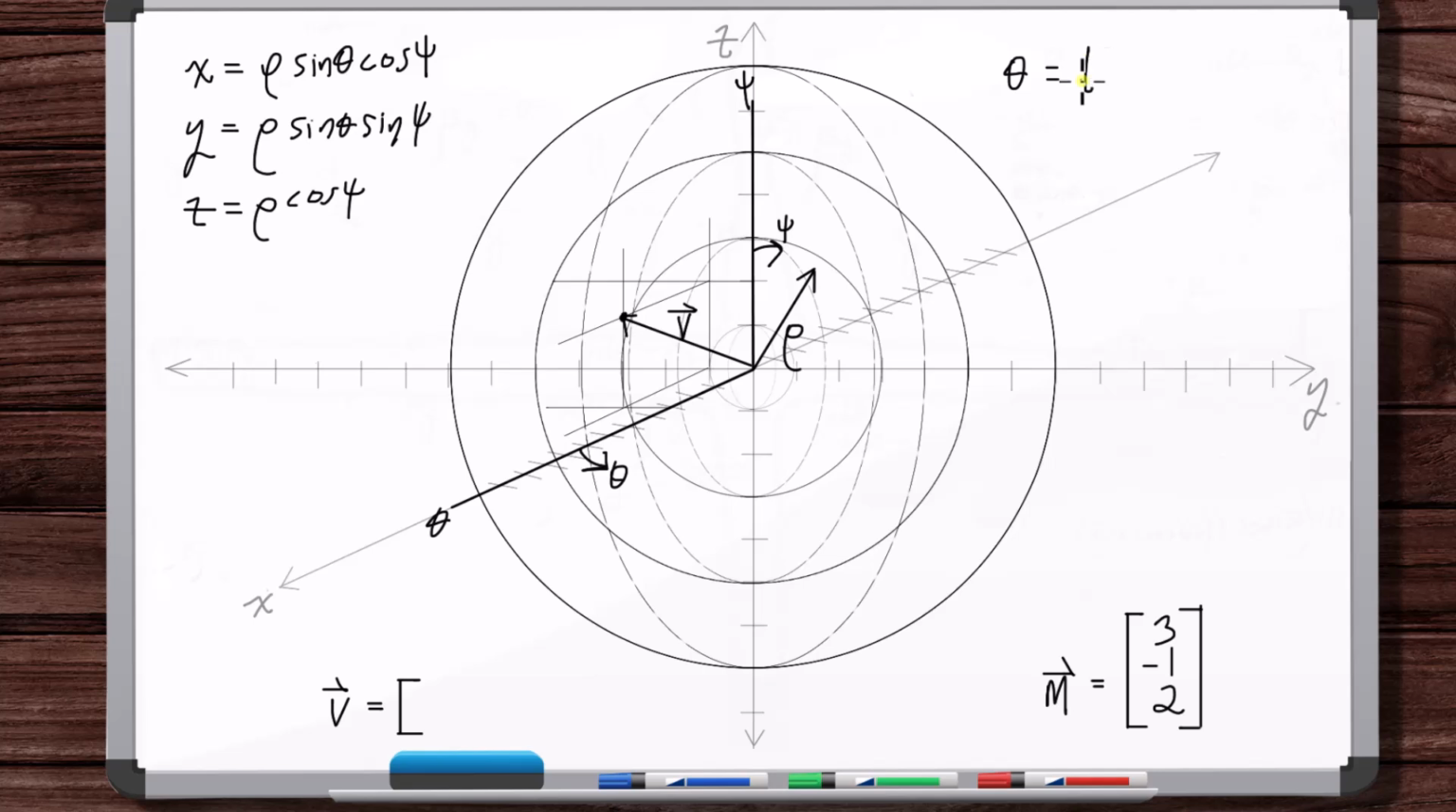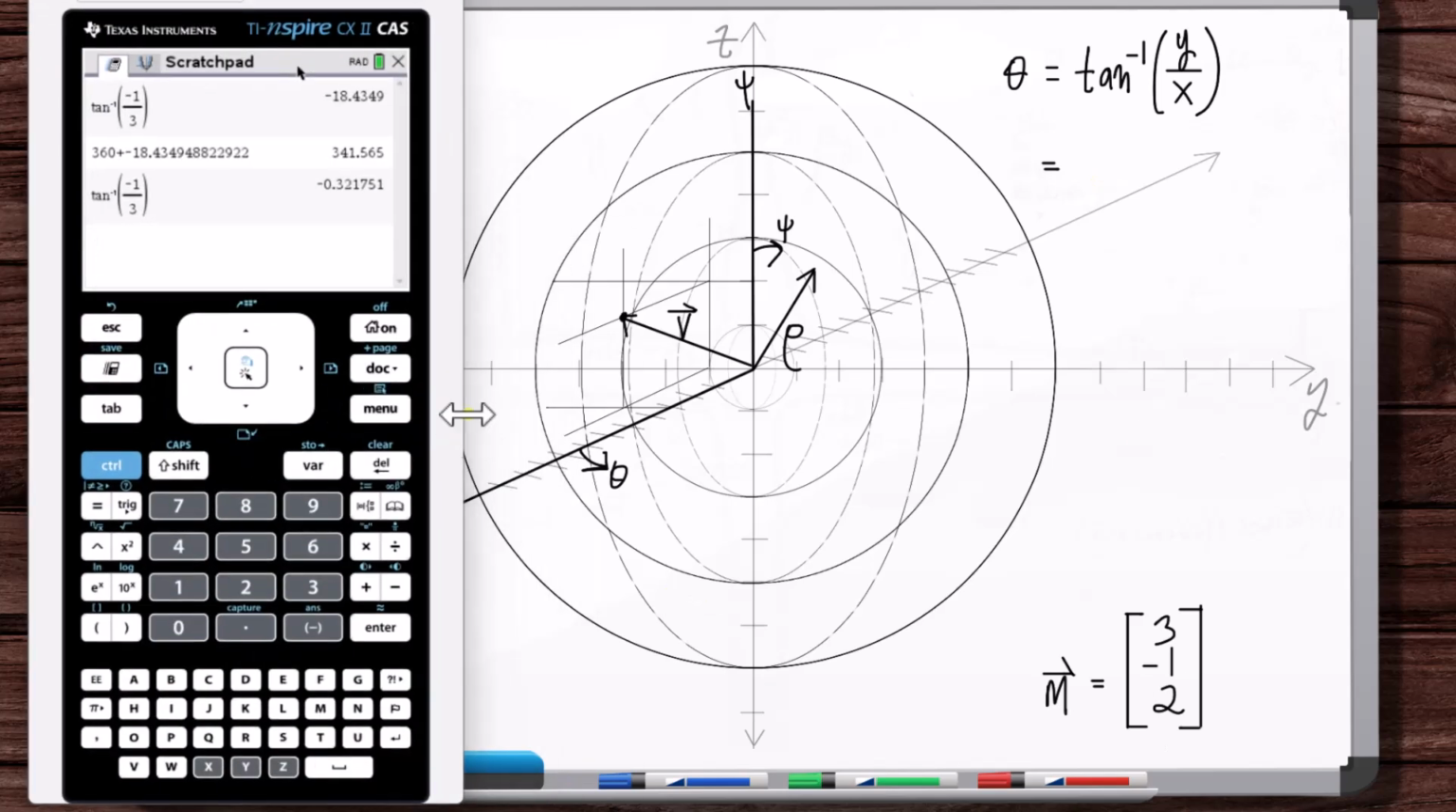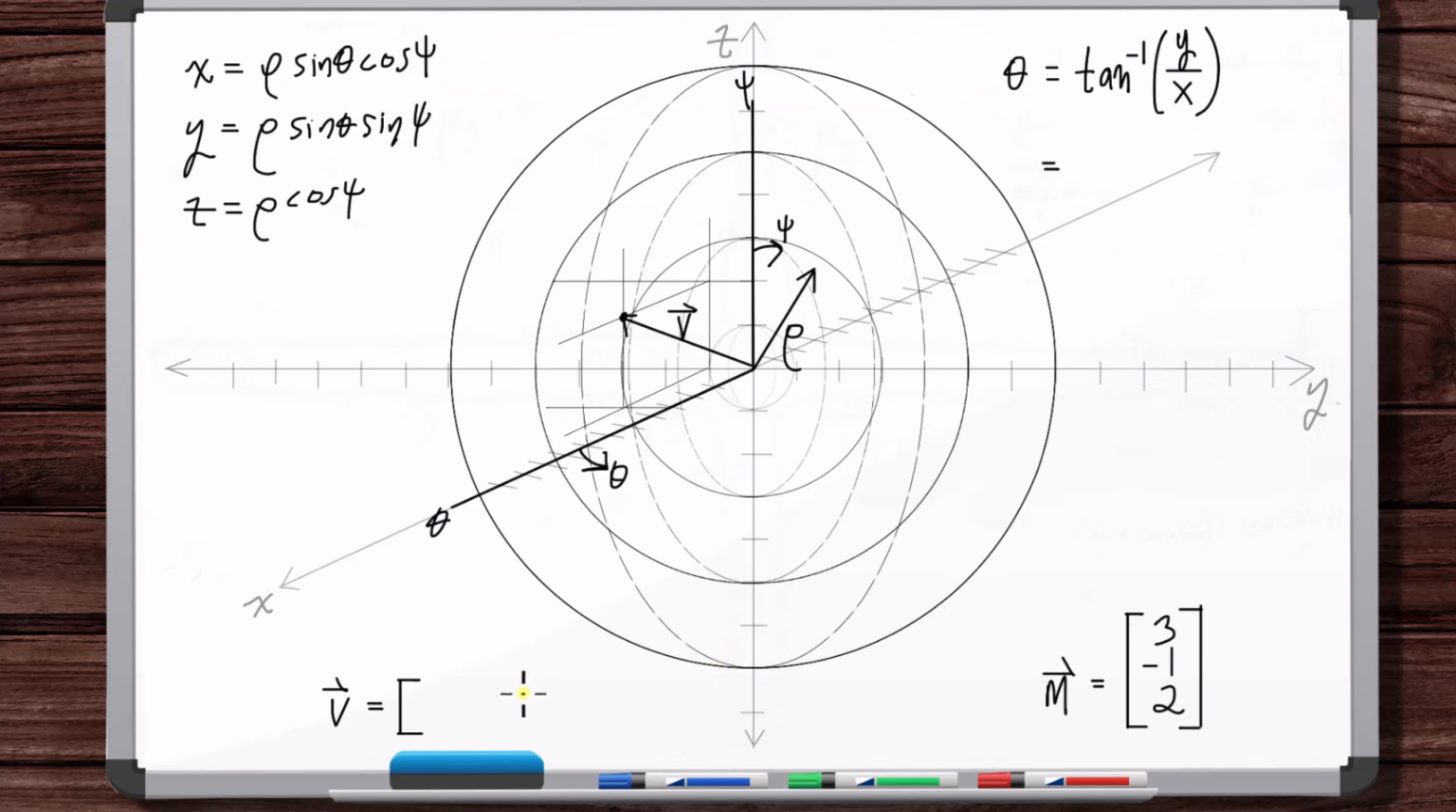If you work with these equations here, theta is equal to arctangent of y over x. There's one formula. We've got y and x, 3 and minus 1. That's the same as what we solved for previously, right? Minus 0.322 radians. So the second component here is going to be minus 0.322. That makes sense. We're right around here.